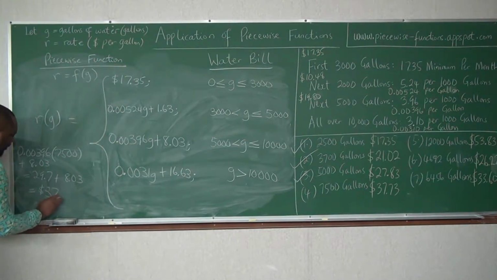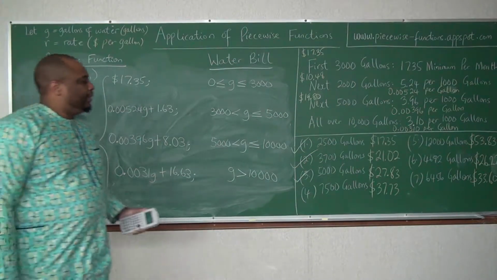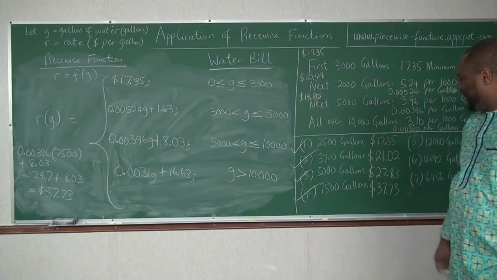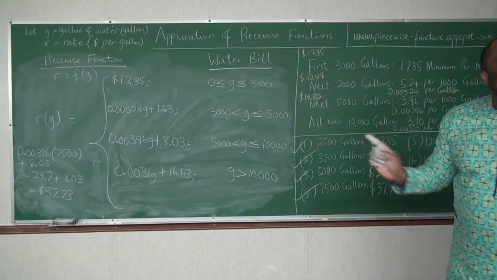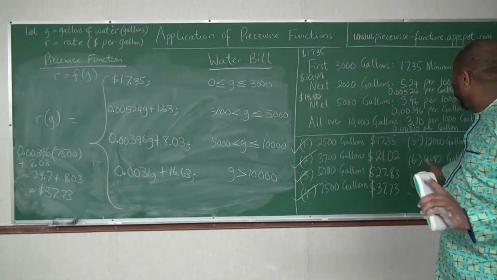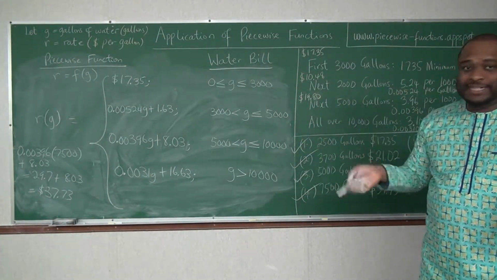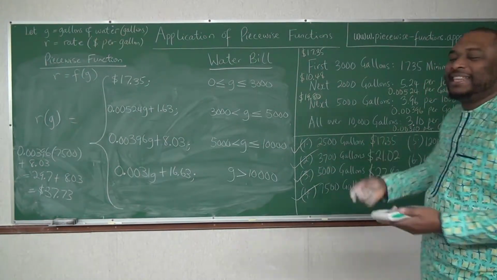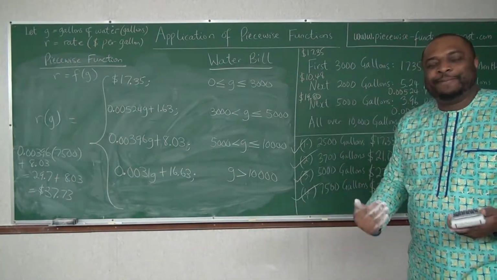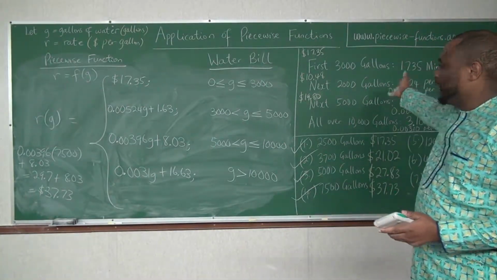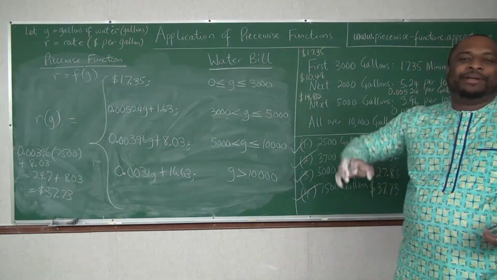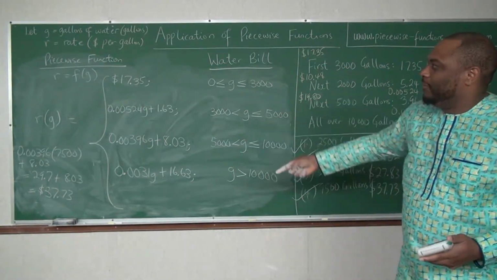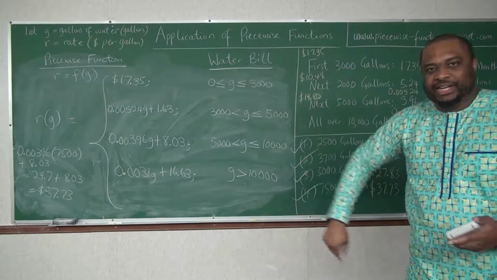Thank God, this works. 37.73. If it doesn't work, you have to fix it. You find a way to fix it. But it should work. So that's the thing. If you check, do it manually first. For any word problem, because this is a word problem, I will advise you do it manually first. Then you write the piecewise function and then you check it.